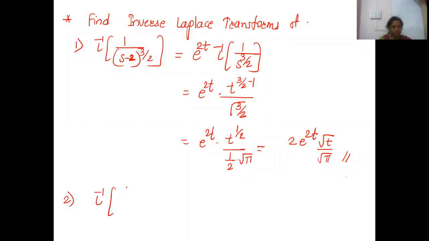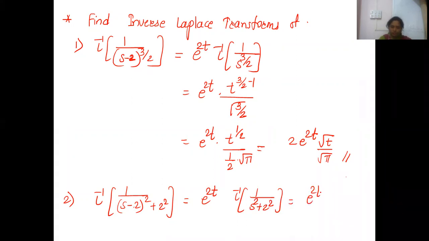Laplace inverse of 1 upon (s minus 2) square plus 2 square. e raised to 2t. Very good, into Laplace inverse of 1 upon s square plus 2 square. Right, that is what? 1 upon 2 into sin 2t. Done. Next.